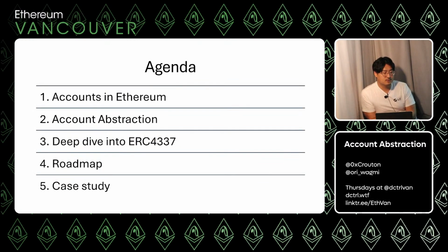So here's our agenda for today. First, we'll hand it off to Christian. He'll start with a quick overview of accounts on Ethereum. Next, we'll talk about what is account abstraction and why we want it. Then I'll come back and give you a deep dive into the ERC 4337 standard and look at the roadmap ahead for account abstraction. And at the end, Christian will close it out by coming back and talking about a real-world example using account abstraction. Feel free to ask any questions as they come up.